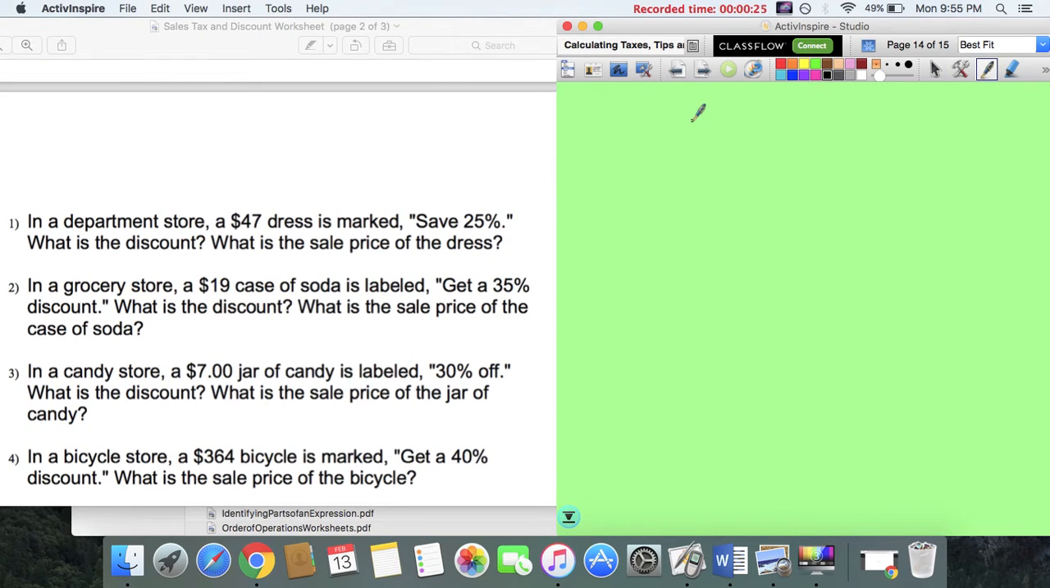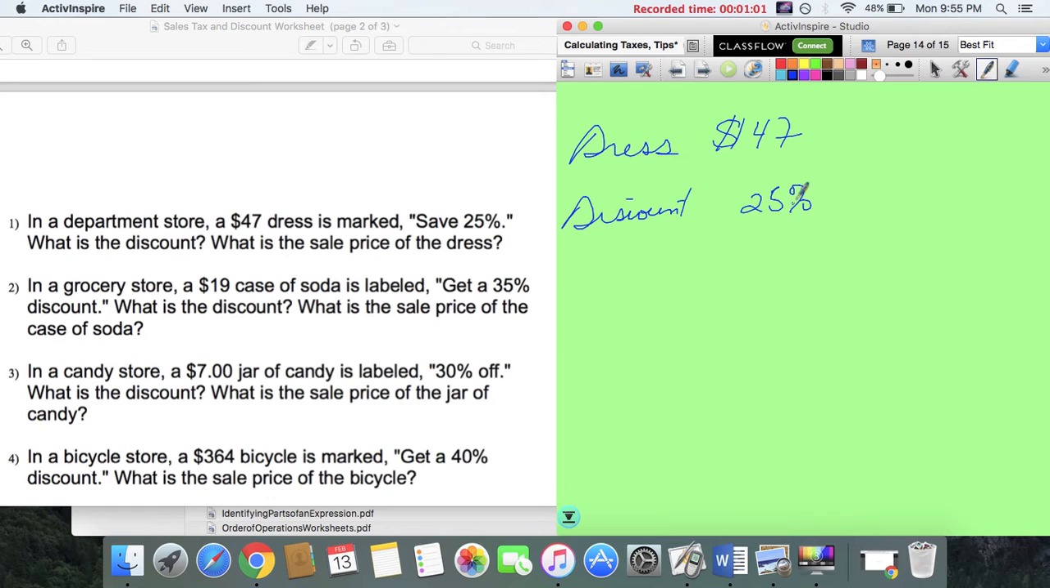In a department store, a $47 dress is marked to save 25%. What is the discount? What is the sale price of the dress? So you're not dealing with tax in this particular question. So here is the dress. I'll write the dress is $47, and you have a discount of 25%. So discount is 25%.